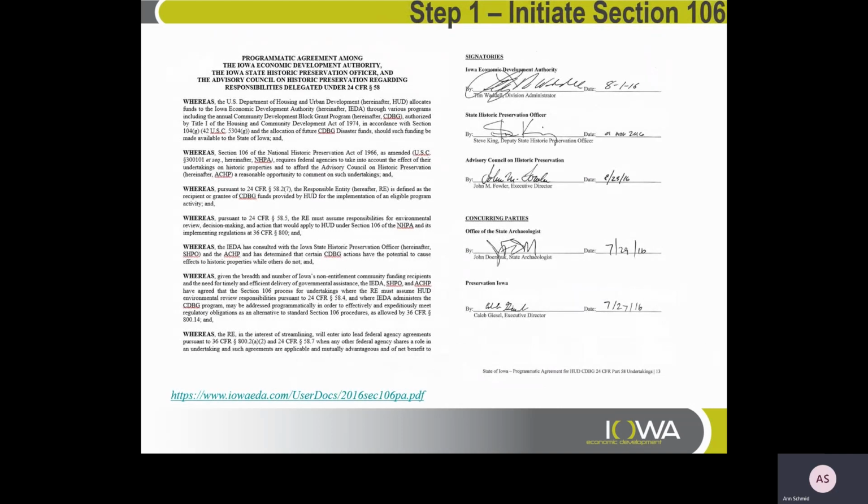Here's an image of that programmatic agreement and a link for you to find it on our website. It was executed by all parties and provides great information about the roles and responsibilities of all parties involved in Section 106. For any grant administrator or community considering a federal project, I highly encourage you to read this document to get a full sense of your role and responsibility in the process.